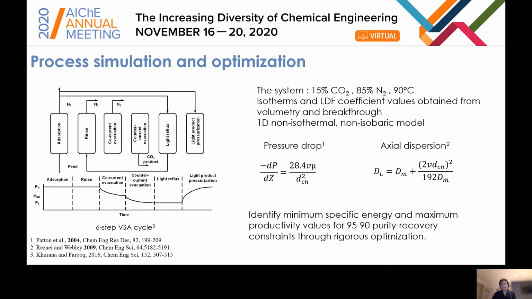The model equations are exactly the same as that of a packed bed, with two exceptions. One is the pressure drop correlation. The other is the correlation that is used to describe the axial dispersion. The purpose of the process study is to identify minimum specific energy and maximum productivity values for a 95% purity and a 90% recovery target.